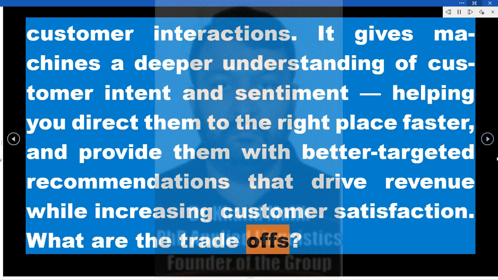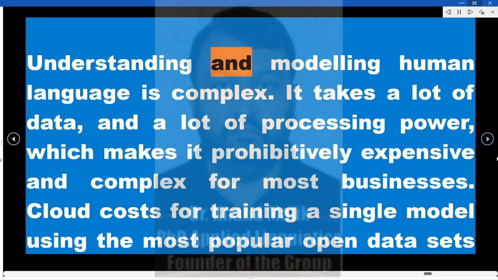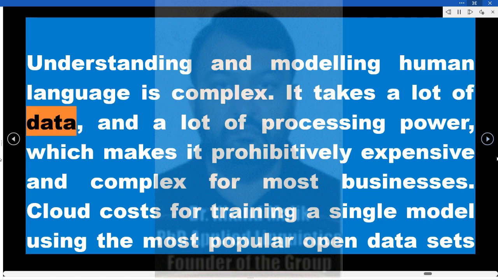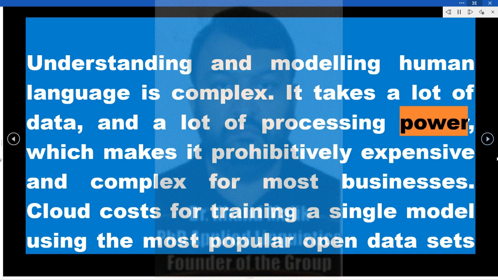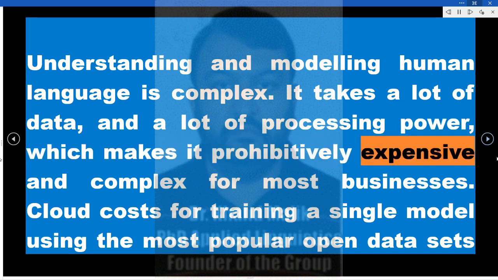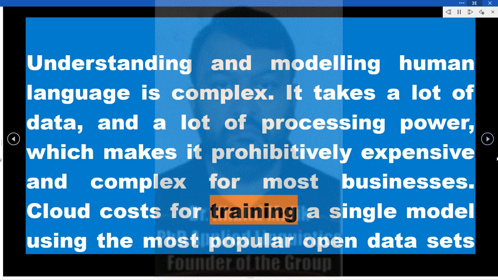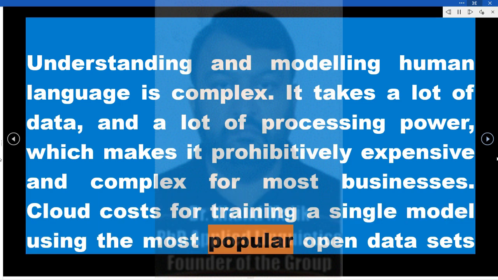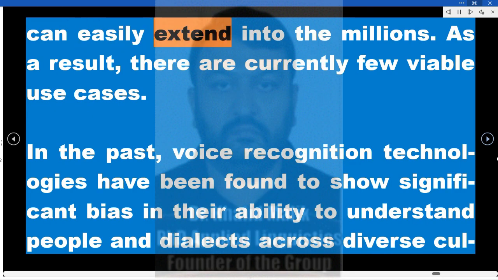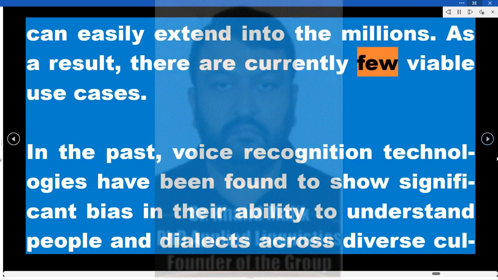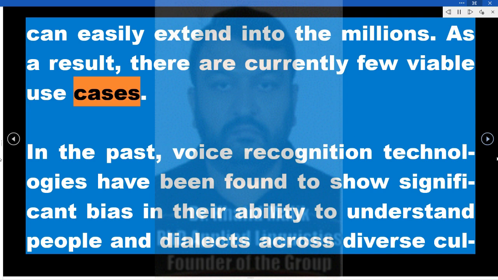What are the trade-offs? Understanding and modeling human language is complex. It takes a lot of data, and a lot of processing power, which makes it prohibitively expensive and complex for most businesses. Cloud costs for training a single model using the most popular open data sets can easily extend into the millions. As a result, there are currently few viable use cases.